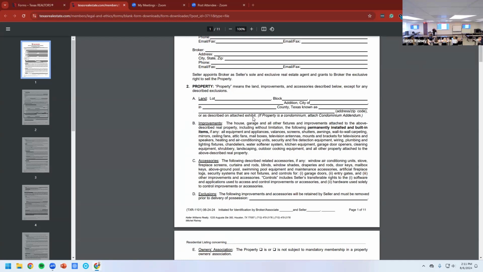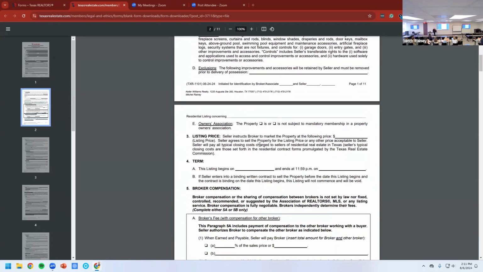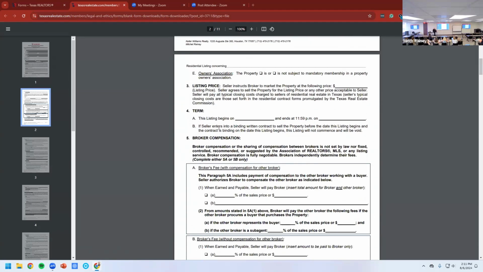All right, so it's the sellers and the broker. We all know property, legal description, must have the complete legal description. So lot, block, section, river park, whatever it is, everything goes on there. Must have the city and the county. County is real important. And then known as. The rest of paragraph 2, improvements and accessories have stayed the same. Exclusions have stayed the same. Listing price and term. When does it begin and when does it end?